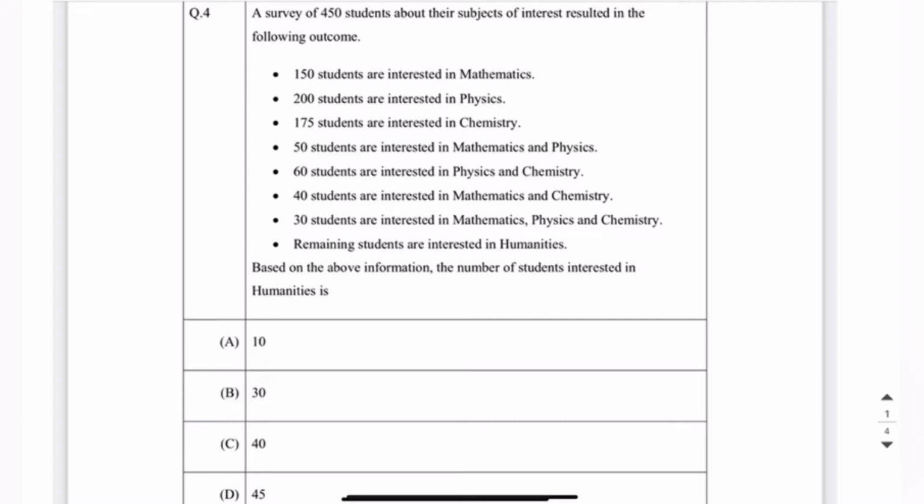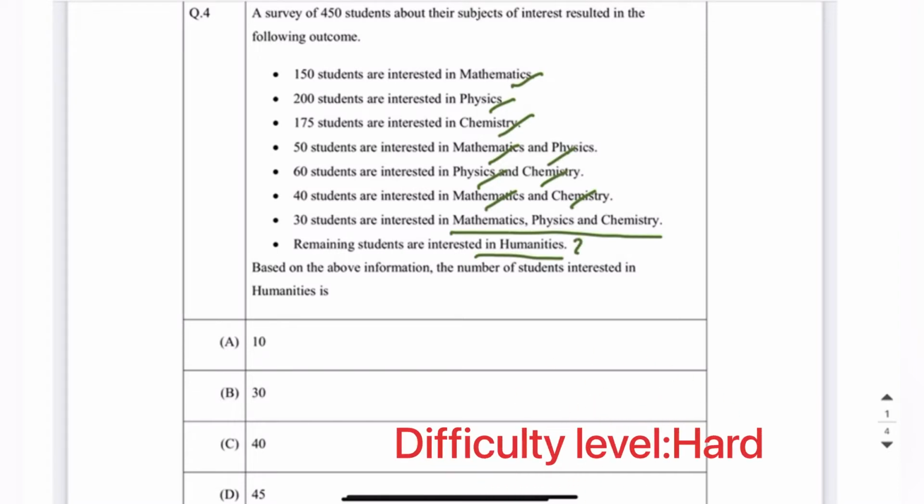Some students are interested in mathematics, some are in physics, some are in chemistry, some are in both mathematics and physics, some are in physics and chemistry, some are in mathematics and chemistry, and some students are interested in all three subjects, and the remaining are interested in humanities. So we have to find the students interested in humanities. Such type of problems are solved with the help of a Venn diagram.